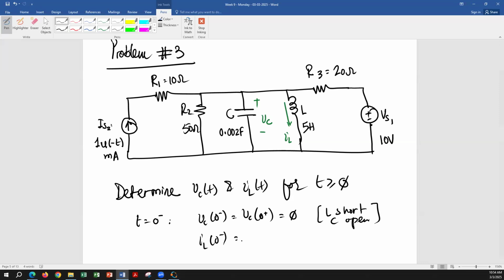Vs divided by R3. I don't think so. Anyone else?